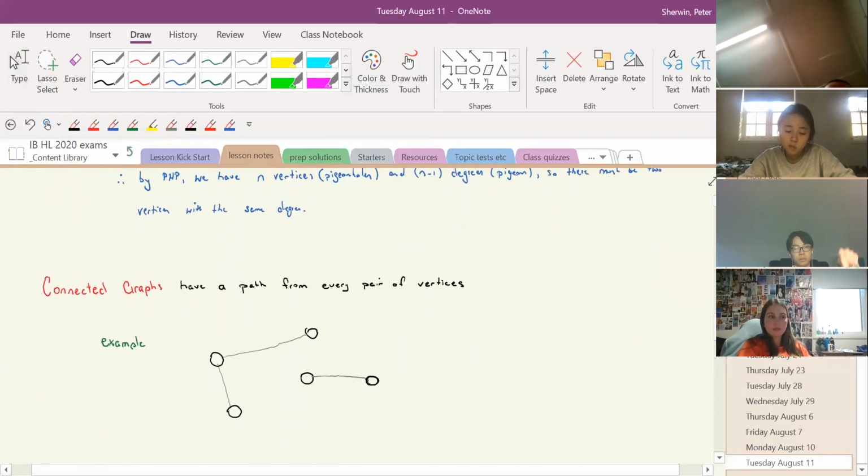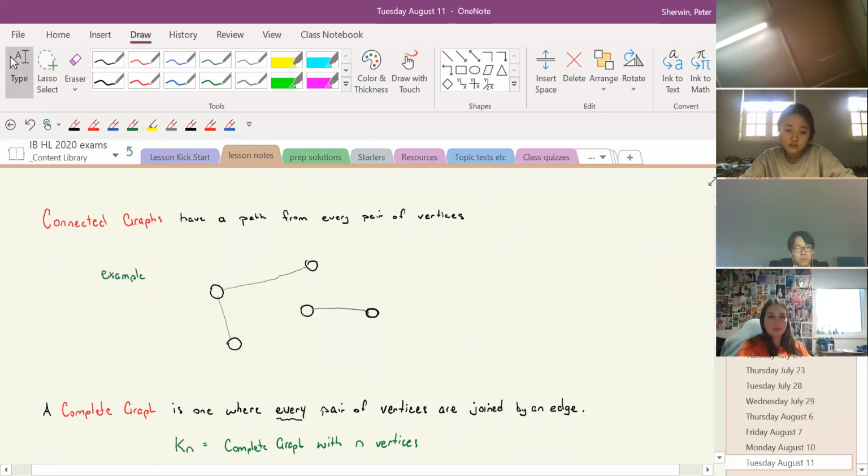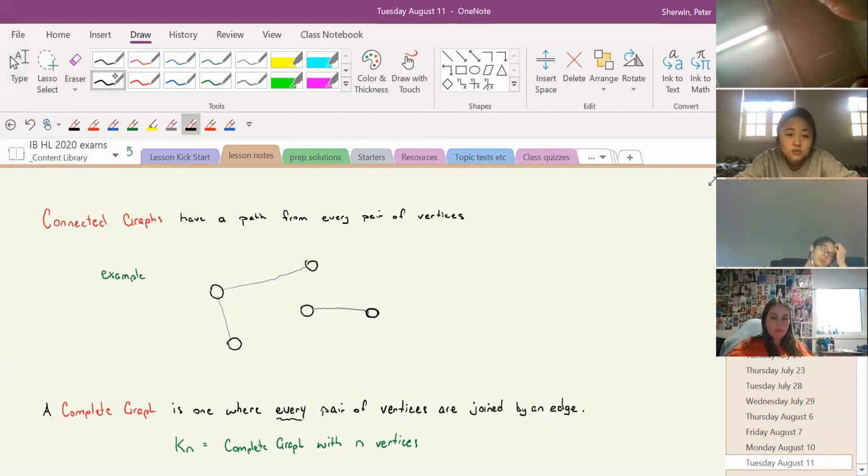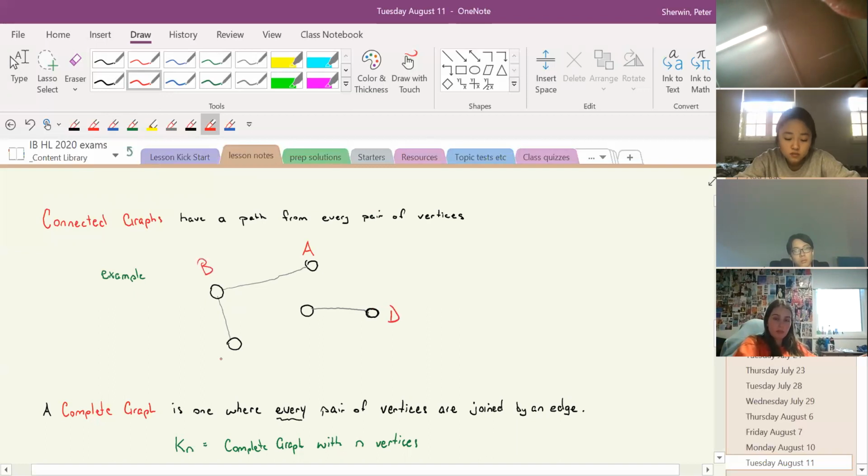All right, connected graphs. In a connected graph, you've got a path between every pair of vertices, so you can get from one vertex to another. The example here is not connected. It's a counterexample because I can't get from A to D, or from A to E, or from B to D. So this is a disconnected graph.